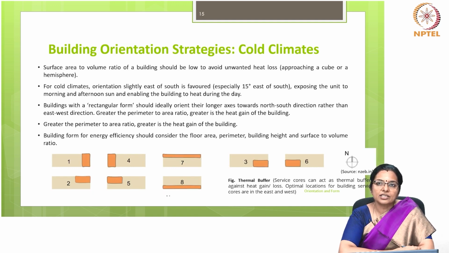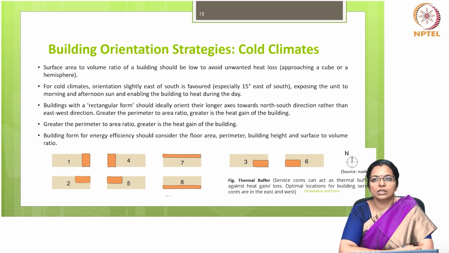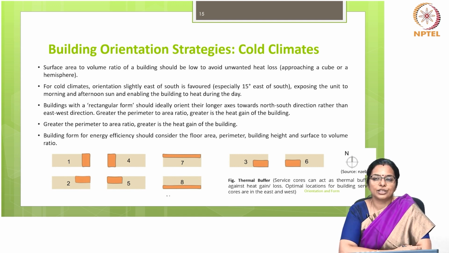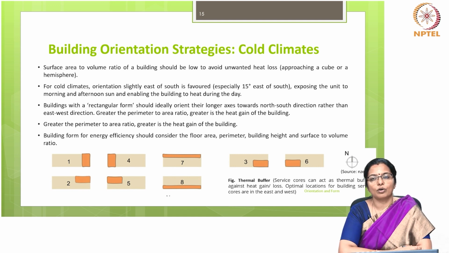Let's look at strategies in cold climate. The surface area to volume ratio of a building is a crucial factor in thermal performance in a cold climate, particularly in terms of heat loss. A lower surface area to volume ratio, such as that approached by a cube or a hemisphere, is desirable to minimize unwanted heat loss. This design approach helps to create a more thermally efficient building envelope, reducing the need for excessive heating in colder climates. In cold climates, the orientation of buildings becomes crucial for maximizing solar gain and also for heating opportunities.